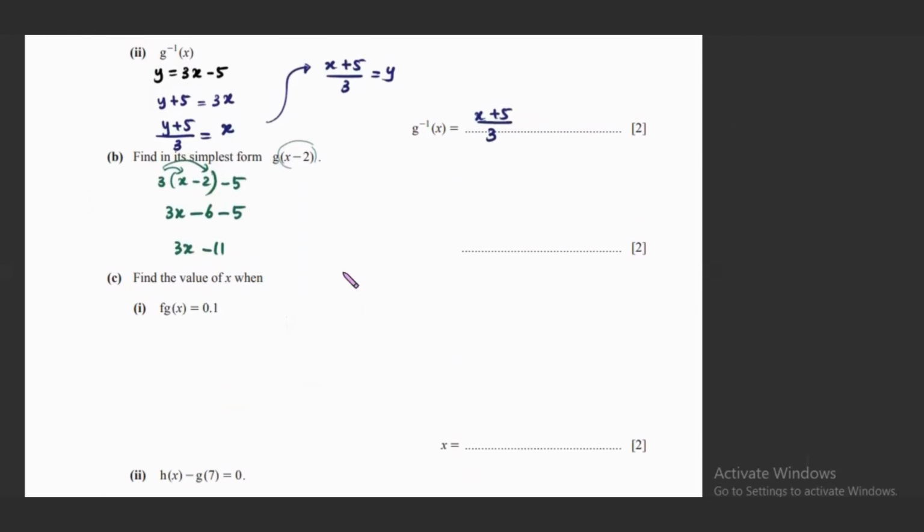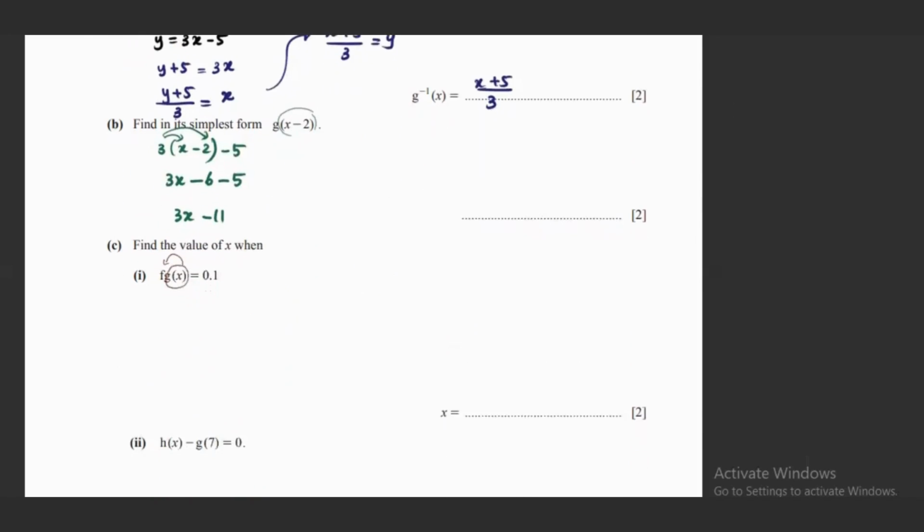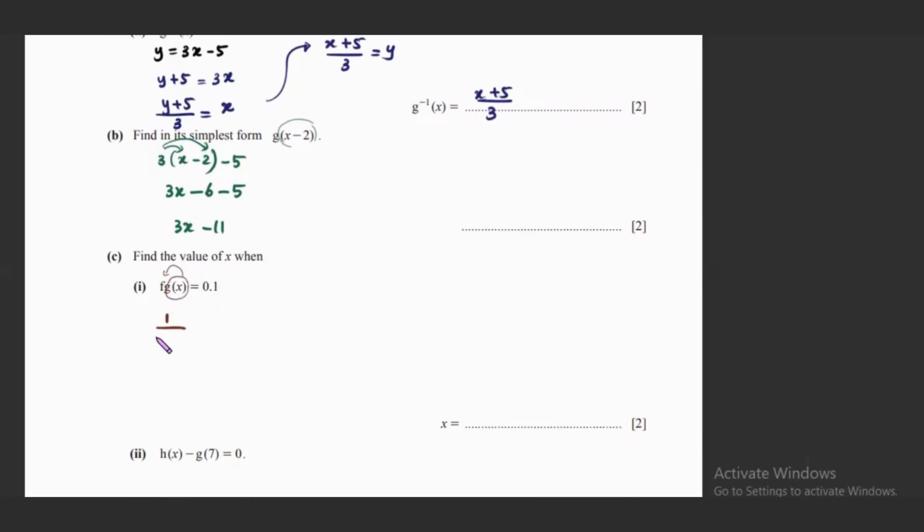Then in the next question, we need to find the value of x when f of g of x is equal to 0.1, which means g of x is sent inside the f of x function machine. The g of x function is 3x minus 5. It is sent inside f of x, which means the x in the f of x function machine gets replaced with this 3x minus 5. So it will be 1 over 3x minus 5, which is equal to this 0.1.